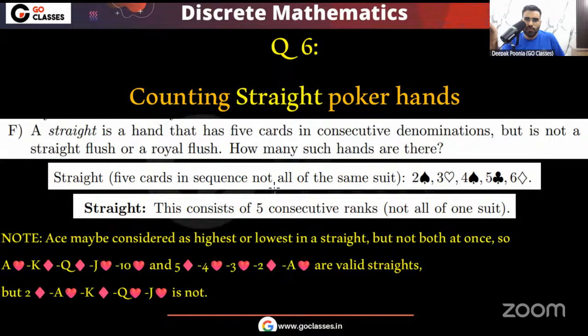Okay, and what is a royal flush, that also we have already seen in the previous questions. What is a straight flush, that we have already seen in the previous questions. So those we have done. Now let's solve this straight. What is this straight poker hand?